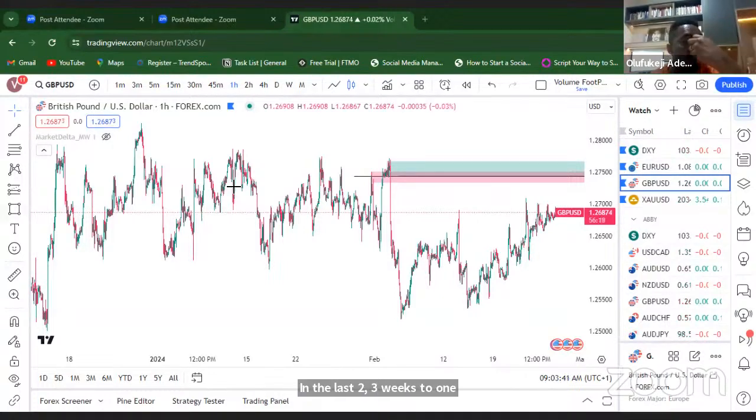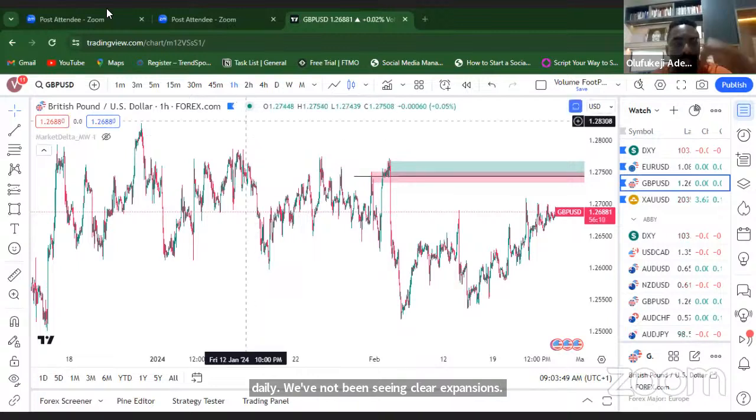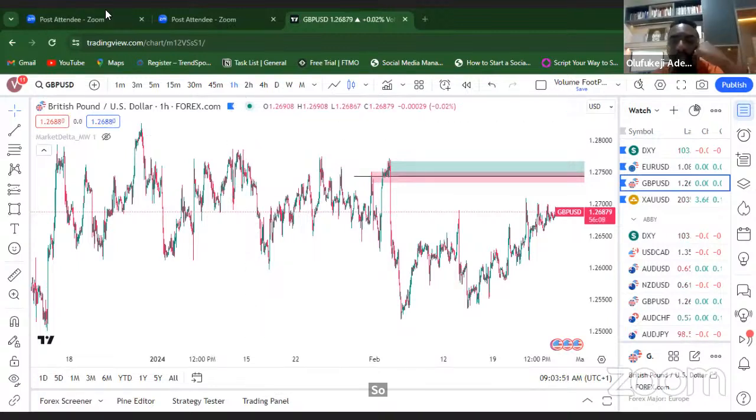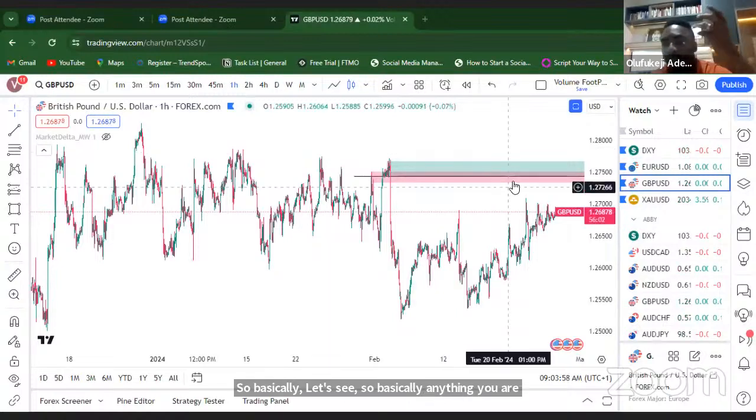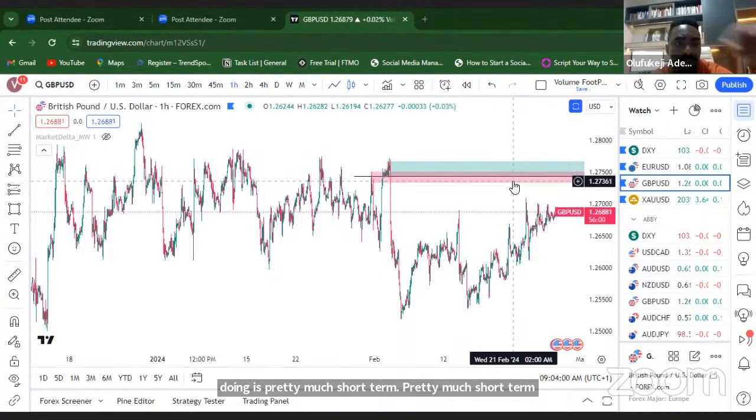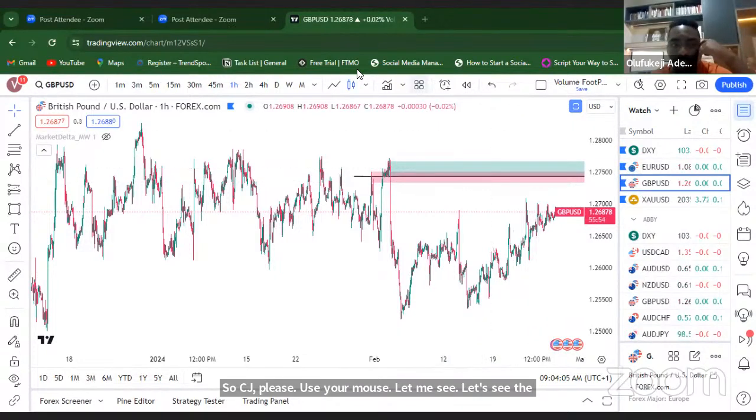Let's see it on the daily. We've not been seeing clear expansions. So basically, anything you are doing is pretty much short-term, and is based on liquidity and structure. So CJ, please, use your mouse. Let me see. Let's see the daily of GBP USD.